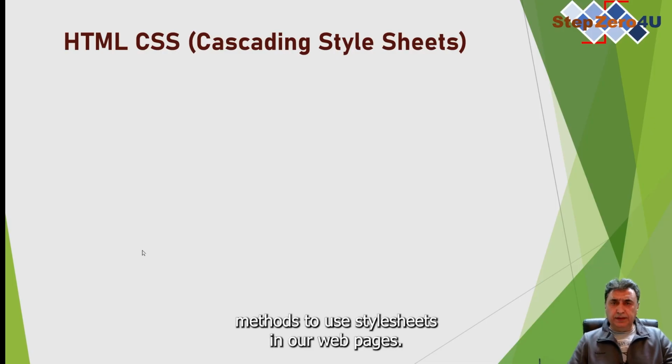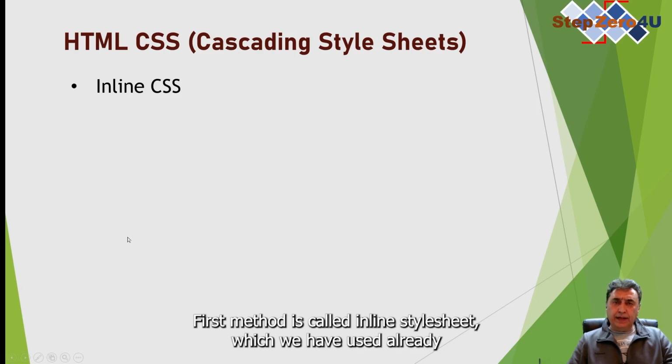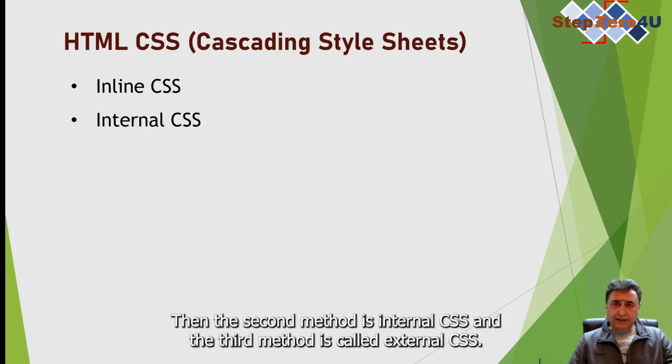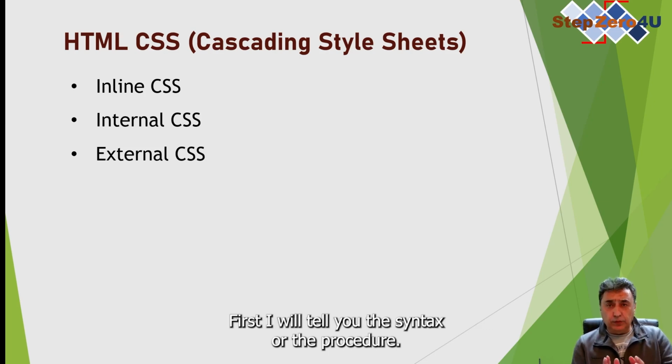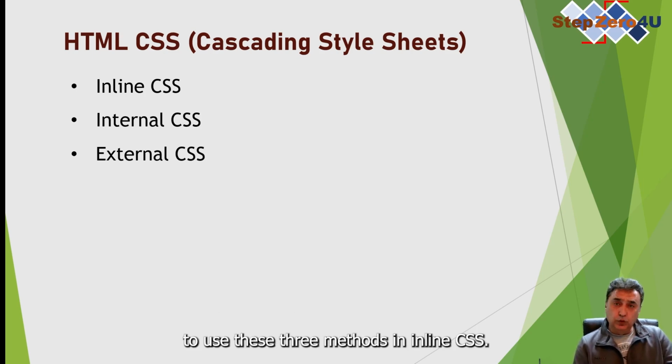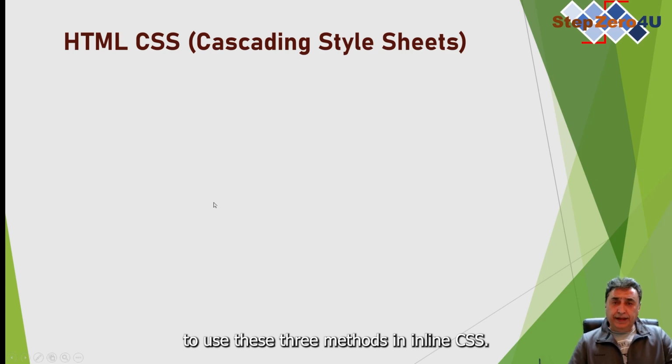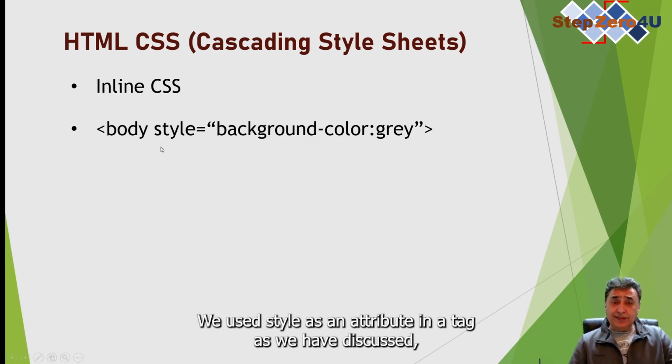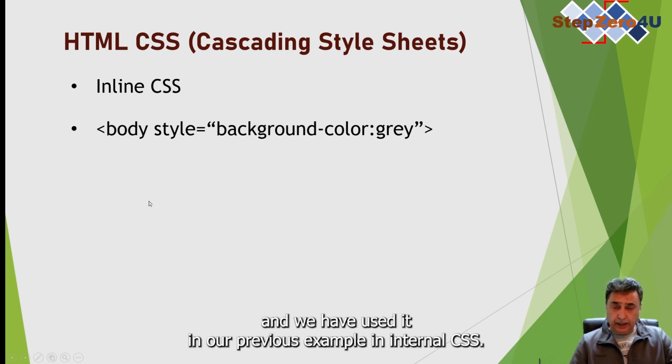There are three methods to use style sheets in our web pages. The first method is called inline style sheet, which we have used already in our previous examples. The second method is internal CSS and the third method is called external CSS. First I will tell you the syntax or the procedure, how we do that, and then we will go to our revised dresses example to use these three methods. In inline CSS we use style as an attribute in a tag, as we have discussed, and we have used it in our previous examples.